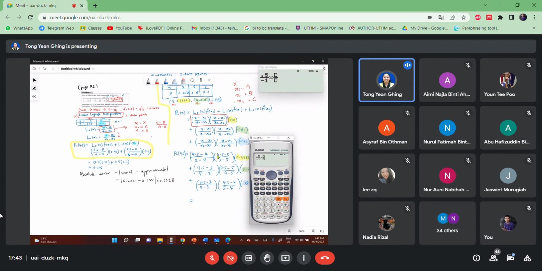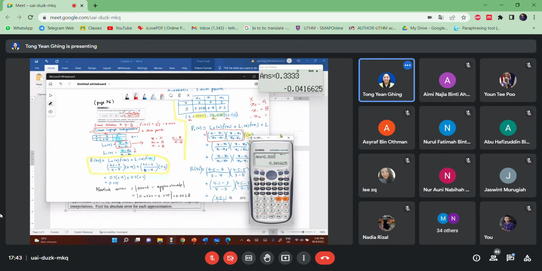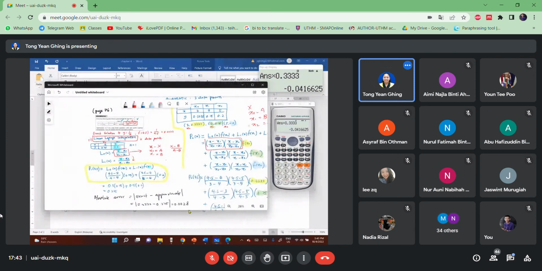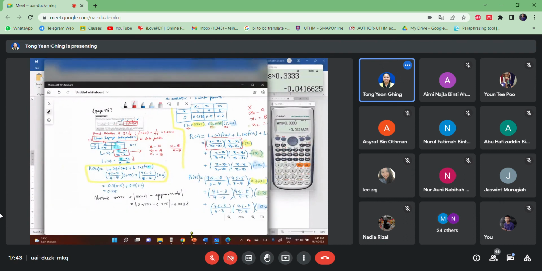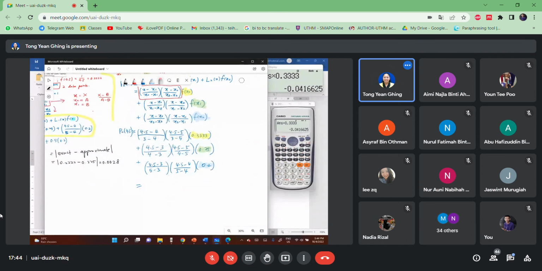Then 4.5 minus 5 is negative 0.5, over negative 2, times 0.3333. Then you get negative 0.0417.